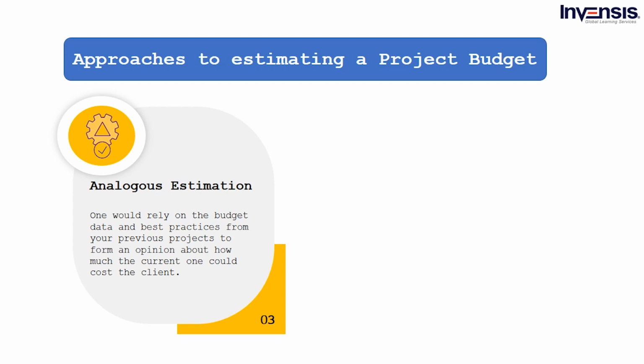A short search will usually yield useful examples if you've never managed a project before. Analogous estimating is not as accurate as other strategies such as bottom-up estimation. But, on the other hand, analogous estimating has the advantage of being extremely quick and is especially beneficial when there is limited information about the project.